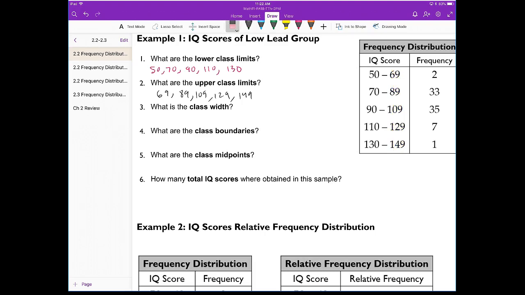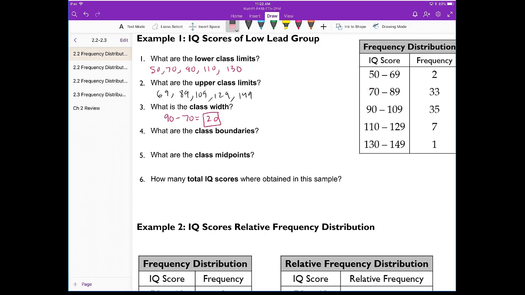And then the next question asks, what is the class width? If you remember, class width is the difference between two consecutive lower class limits. In this case, we can choose any consecutive lower class limits. For example, we can choose 90 and 70, or 110 and 90. It doesn't matter. So 90 minus 70 gives us 20, so the class width is 20.